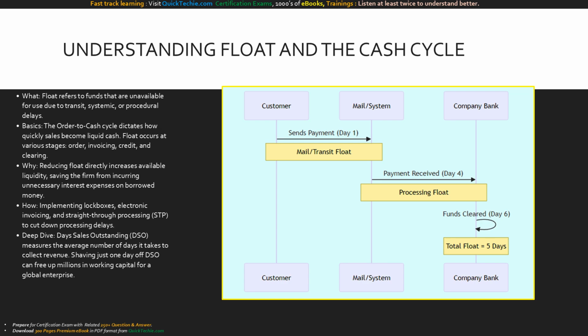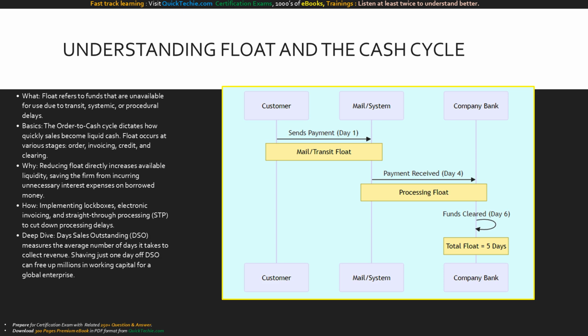The basics of this revolve around the order-to-cash cycle. From the moment an order is placed to the moment cash hits your bank account, there are delays: invoicing delays, mail delays, and bank clearing delays. Why must we ruthlessly reduce float? Because every dollar trapped in float is a dollar you cannot use, forcing you to draw on expensive credit lines.